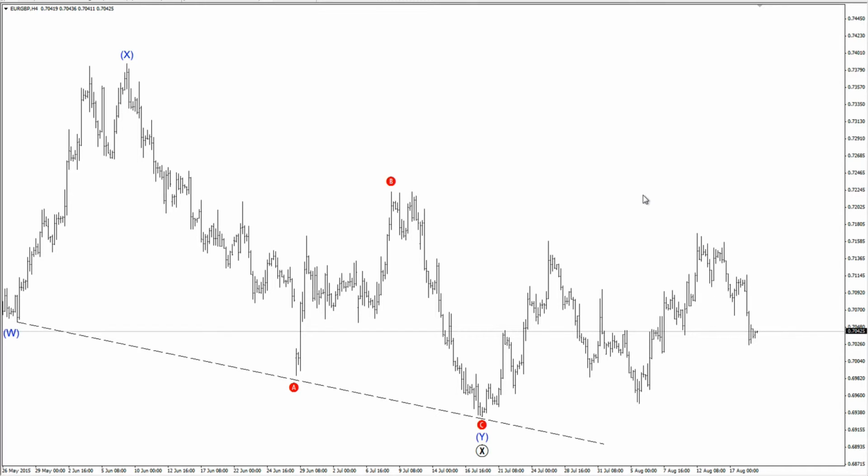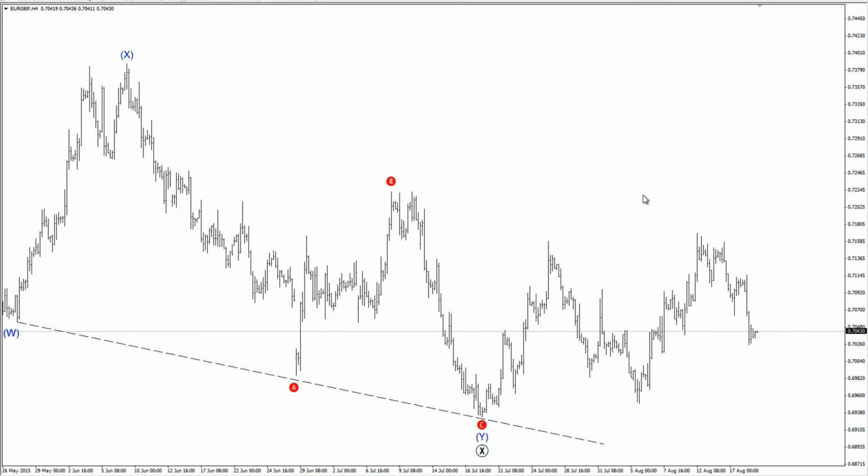Key levels on Euro Pound: support on the downside, 0.7025. The recent low will possibly act as support, and the next resistance is 0.706.